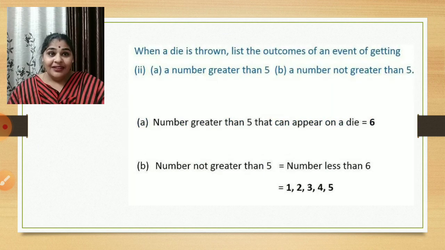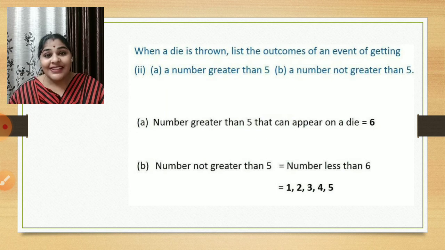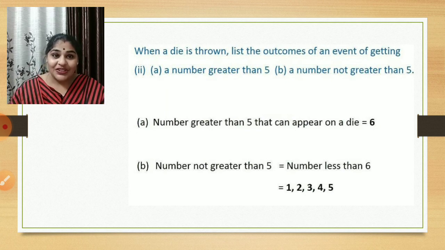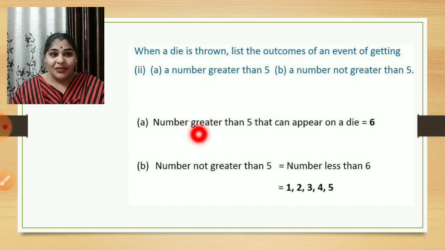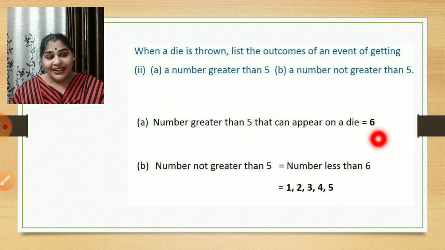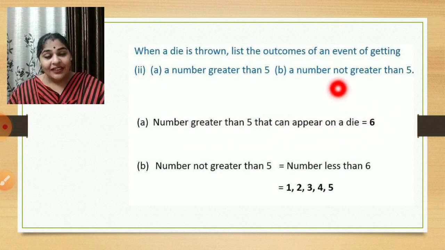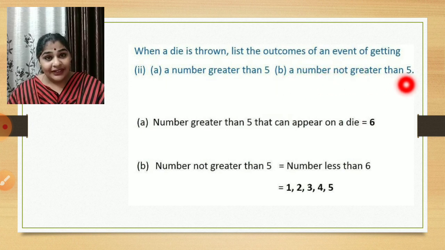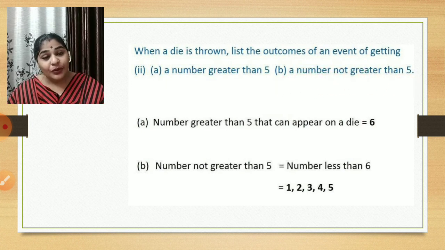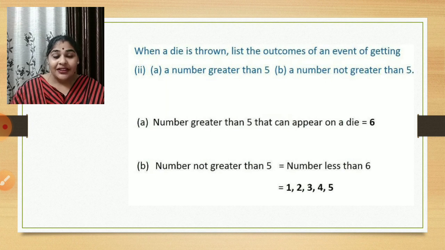Next one, a number greater than 5. Now greater than 5, which number is there on the dice? Only 6. Yes, children. So you will write number greater than 5 that can appear on die is 6. B, a number not greater than 5. So that means you will remove 6 which was greater than 5 and you will write all the other numbers, that is 1, 2, 3, 4, 5. I hope this is very much clear, children.